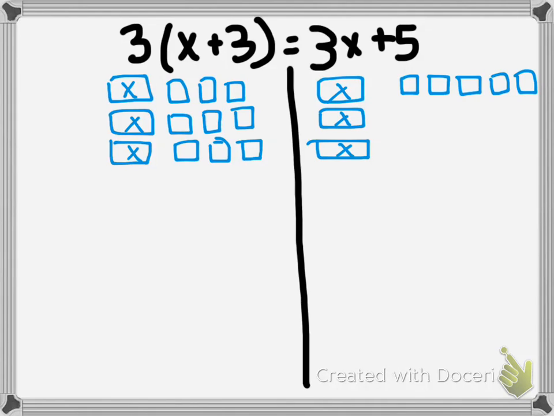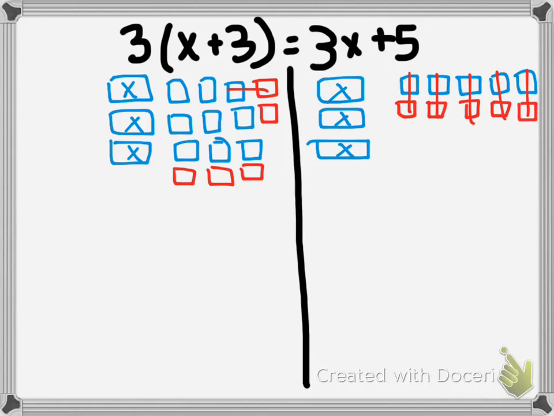We have three groups of x plus 3 on the left and 3x plus 5 on the right. My first step is to move my constant to one side of the equation. So I'm going to add negative 5 to both sides and get rid of my zero pairs. Now I have 3x plus 4 equals 3x.